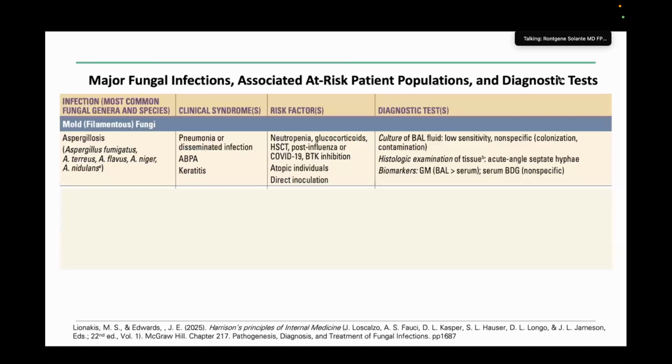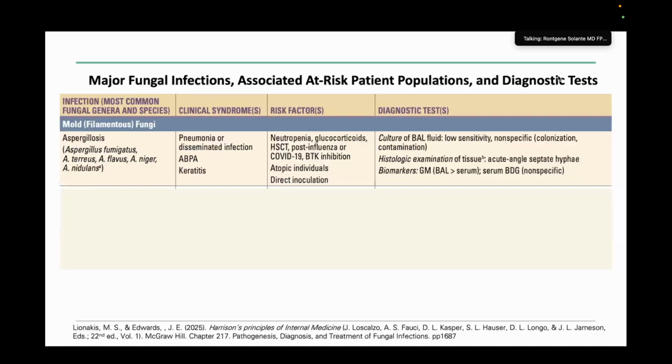Aspergillosis. You have here the different species. The most common is Aspergillus fumigatus. Then you have the other Aspergillus species: terreus, flavus, niger, and nidulans. Now, the most common clinical syndrome that patients will have when they get infected with Aspergillus is either pneumonia or a disseminated infection, meaning it can affect multiple organs, not only the lungs. This is common among those who have neutropenia, especially with an absolute neutrophil count of less than 200.